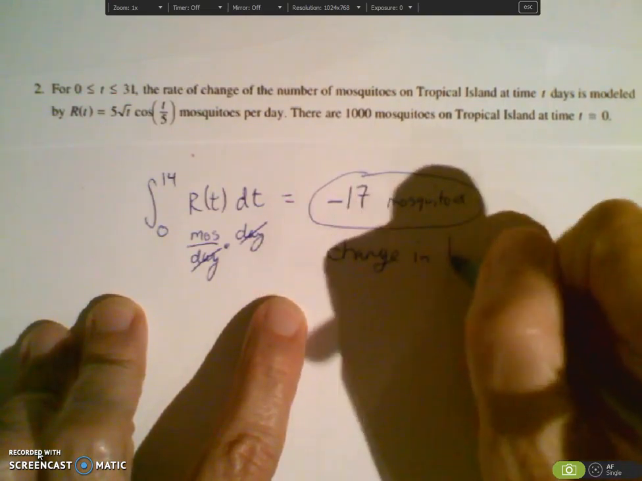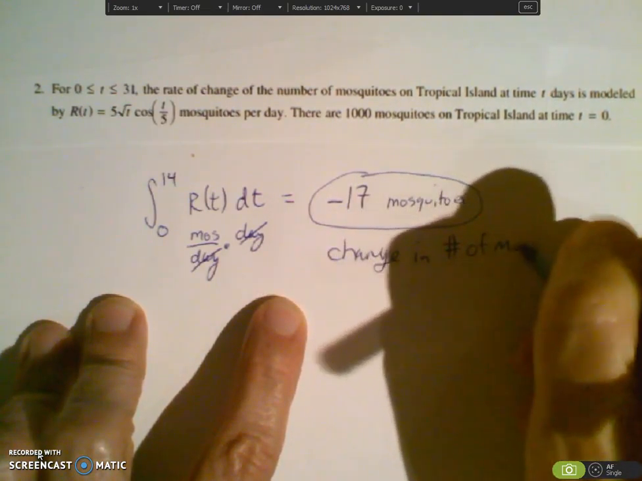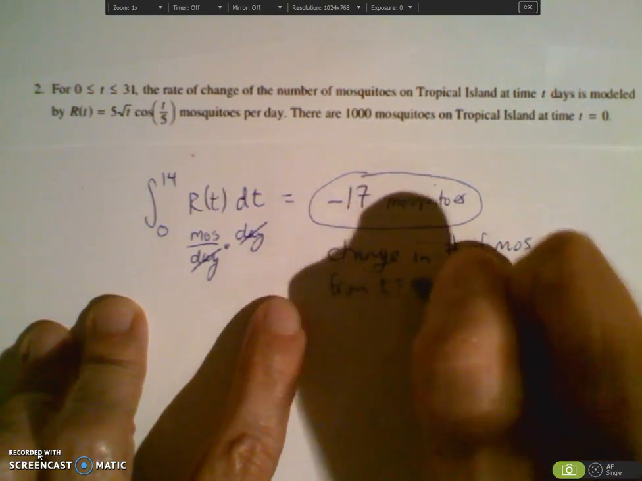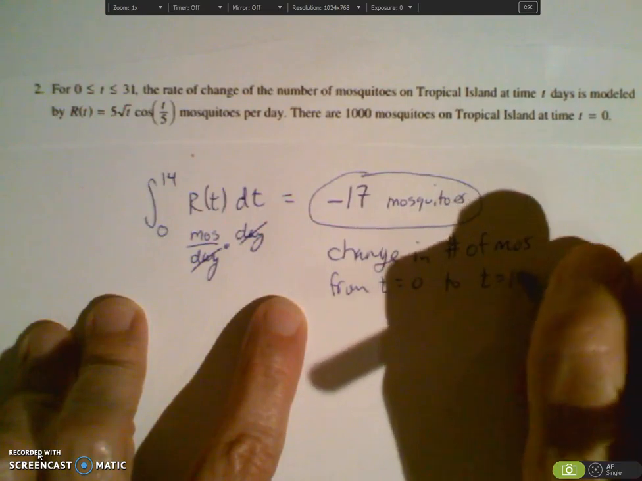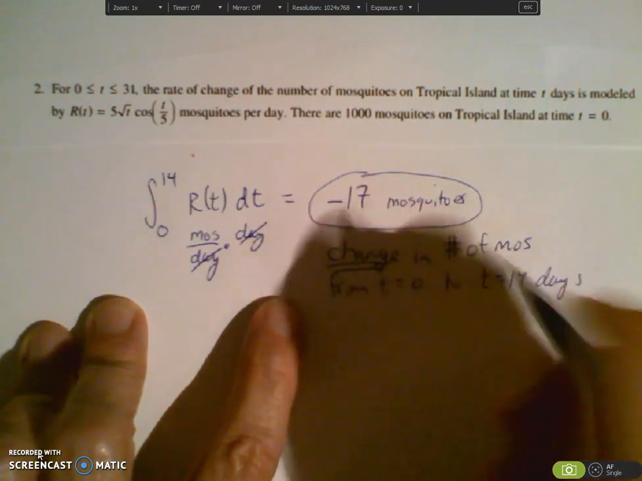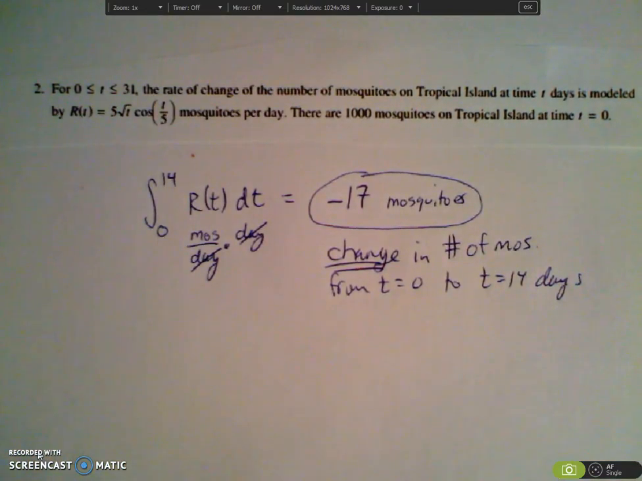Change in the number of mosquitoes from t equals 0 to t equals 14 days. Notice it's the change in the number of mosquitoes. It certainly isn't the number of mosquitoes. That's the important thing that you need to keep in mind. Here's another example.